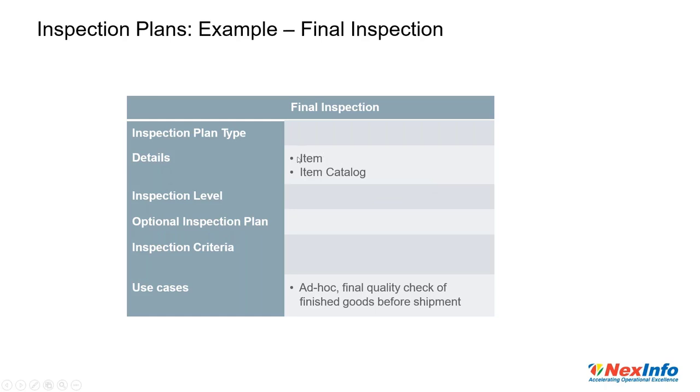So as I said earlier, they also use a final inspection on the MRB and the outbound shipping sub-inventory for quality issues. At that point, it's called a final inspection, which they do on item or item catalog. And this is basically an ad hoc final quality check of finished goods before shipment.